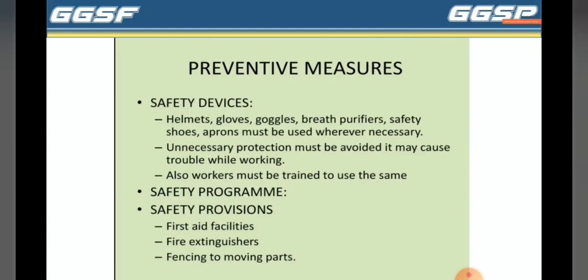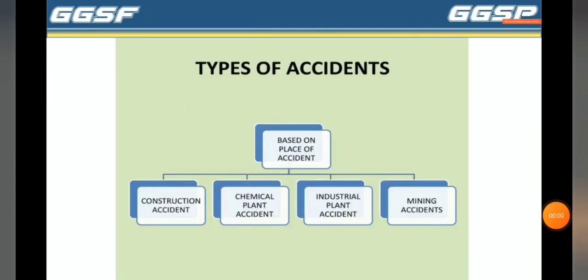Preventive measures: safety devices such as helmet, gloves, goggles, breath purifier, safety shoes, aprons must be used wherever necessary. Unnecessary protection must be avoided, as it may cause trouble while working. Also, workers must be trained to use the same. Safety provisions such as first aid facilities, fire extinguishers, fencing to moving parts.